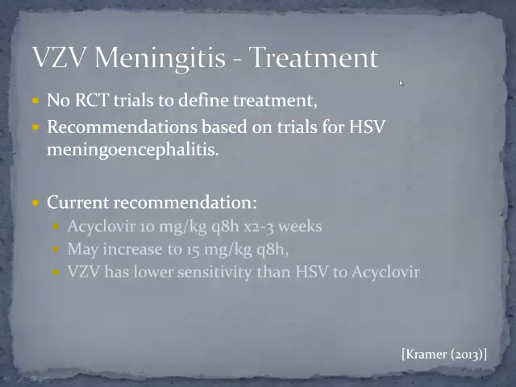So in terms of treating VZV meningitis, there's no randomized controlled trial to suggest a particular treatment course, and the recommendations are based on trials for herpes encephalitis. And so the current recommendation is the same as with HSV, which is acyclovir, 10 milligrams per kilogram, Q8H, but that can be increased to 15 in the setting of a complication. And VZV is known to have a lower sensitivity than HSV.